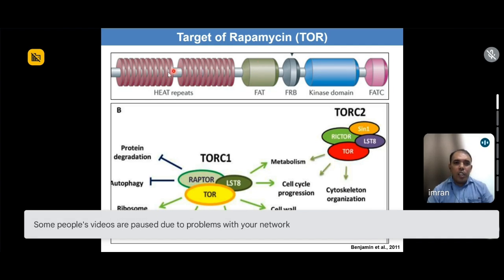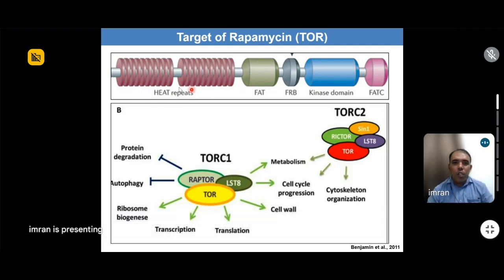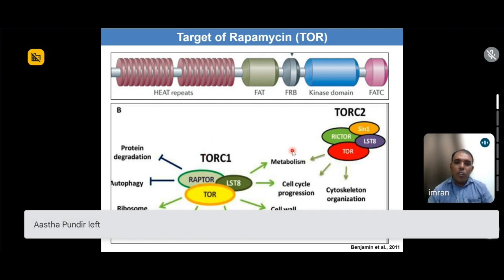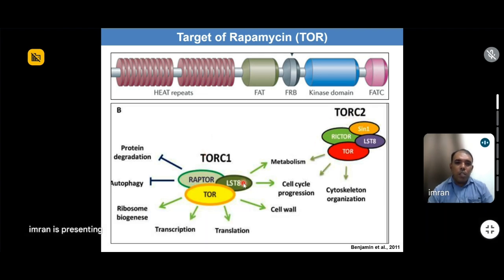And this is the structure of what TOR looks like. It has an N-terminal HEAT repeat, a FAT domain, an FRB domain, a kinase domain, and a FATC domain. If we consider yeast and mammals, generally they have two different TOR complexes, TOR complex 1 and TOR complex 2. TOR complex 1 is specifically inhibited by the drug rapamycin, while TOR complex 2 is insensitive to rapamycin. They have different protein complexes associated with TOR, that is Raptor, LST8, Rictor, LST8.